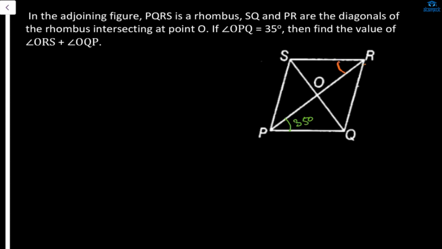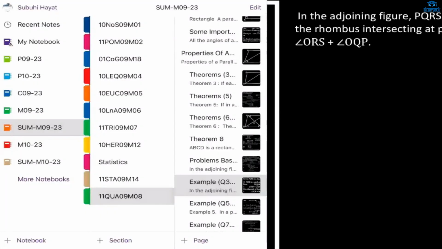ORS, this one, and OQP, this one. Okay. Now, do you know that in a rhombus the diagonals intersect each other at 90 degrees? Do you remember this point, that the diagonals of the rhombus bisect each other at 90 degrees? I think I've mentioned this.